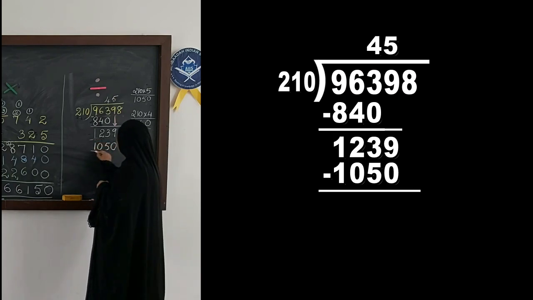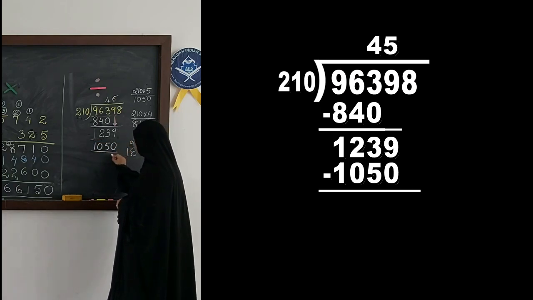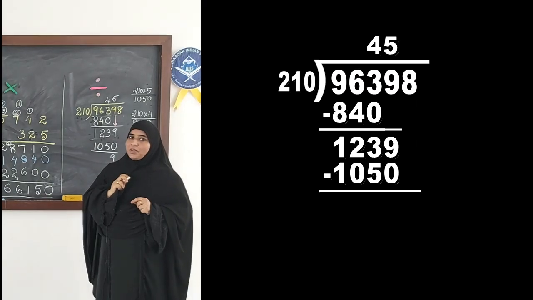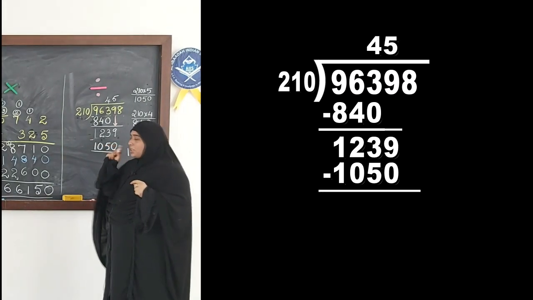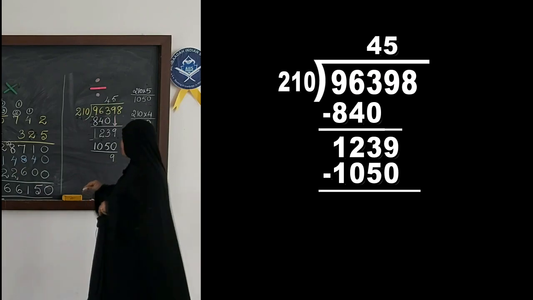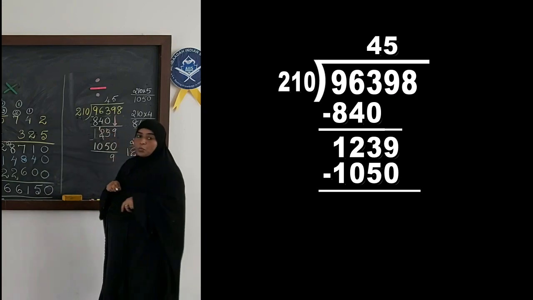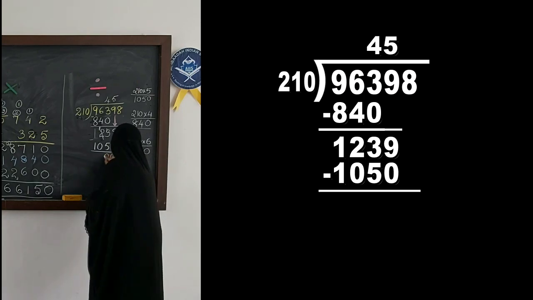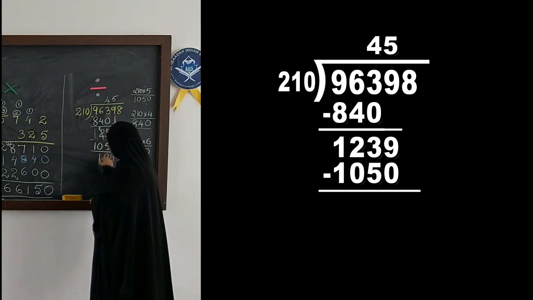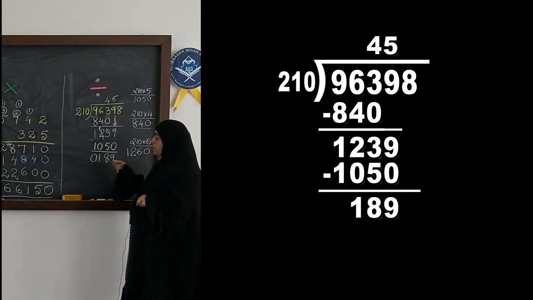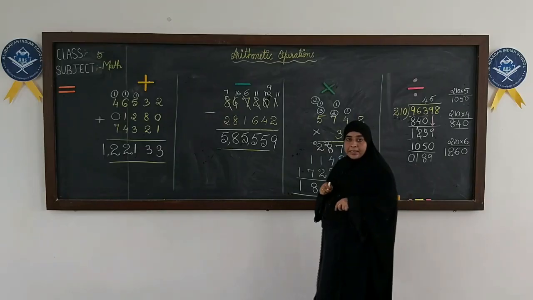So when we subtract, we will get 9 minus 0 is 9. 3 minus 5 is possible? No. So what do we do? We have seen in subtraction, 3 minus 5 is not possible. So we will borrow from here. So this will be 13 and here remains 1. 13 minus 5, what will be the answer? 8. 1 minus 0, 1. 1 minus 1 will be 0. So what is the remainder? The remaining number that we have got? 189. Can we divide 189 by 210?